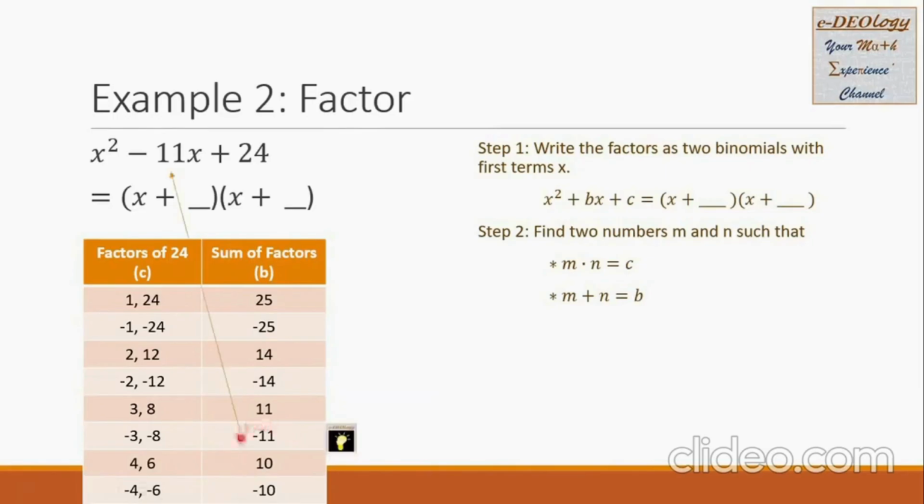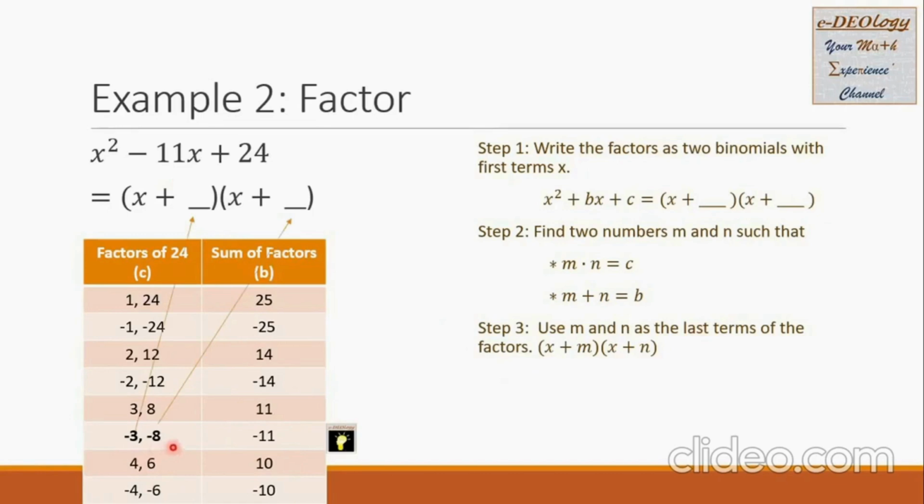We can see now that this negative 11 as the sum matches our value of b. So it means we're going to use the m and n as the last terms of the factors. That is step 3. This negative 3 and negative 8 are our m and n respectively. So we're going to put these two values on the blanks. So this is now our binomials: (x minus 3) times (x minus 8).